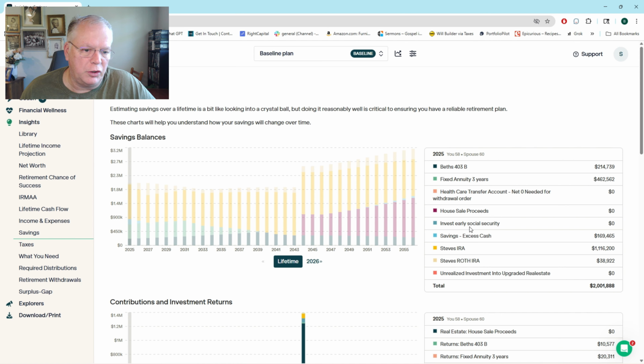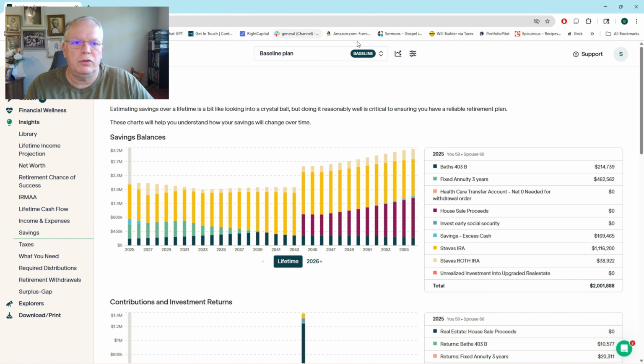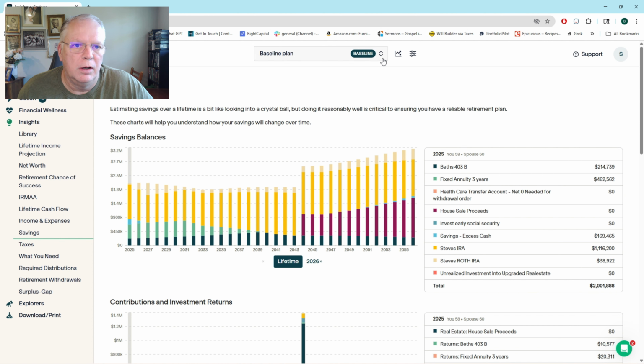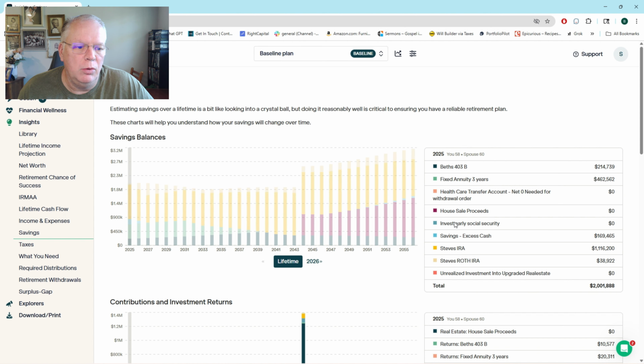Invest early Social Security. When you're doing different plans in Boldin, different scenarios up here, the accounts carry over from scenario to scenario. So even though there'll be nothing in this particular scenario, invest early Social Security will always be zero, but I use that account to look at investing early in Social Security. I haven't deleted the account because I may toy around with that. I may or may not do it. I don't know. That's a pretty controversial one.